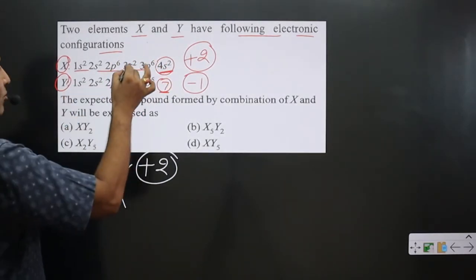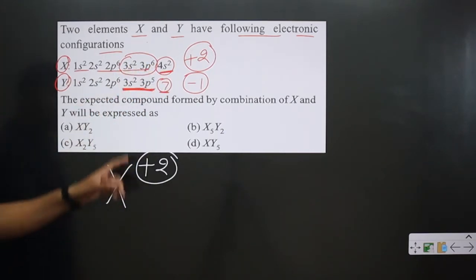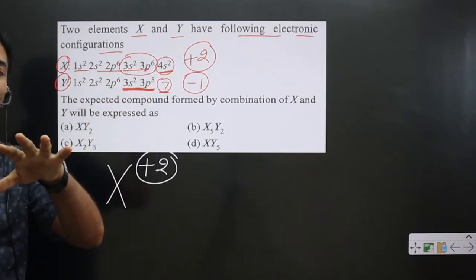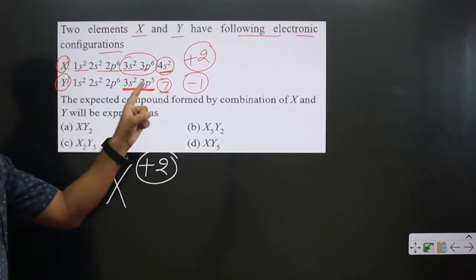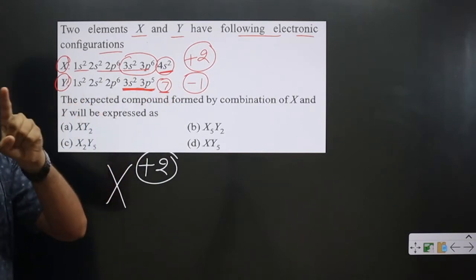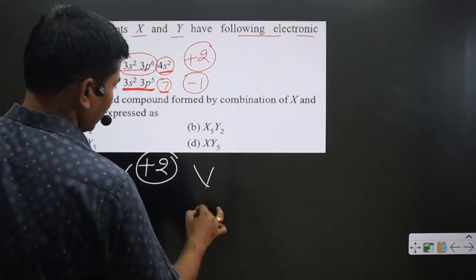We have 3s2 3p6. 6 + 2 is equal to 8. So by losing 2 electrons its octet will be complete. It will be in the stable state. Similarly, by gaining 1 electron its octet will be complete. Then it is having -1 charge. So Y carries -1 charge.